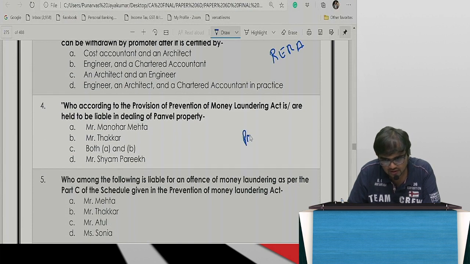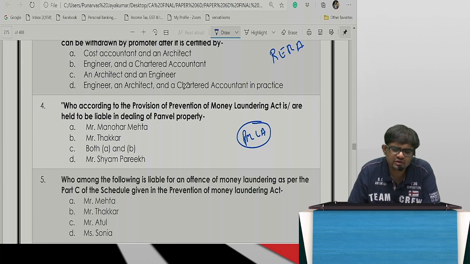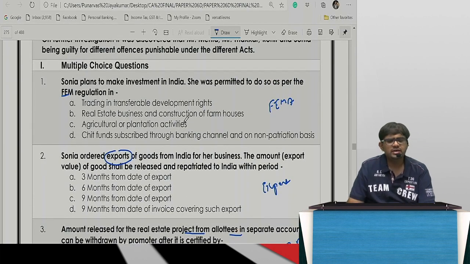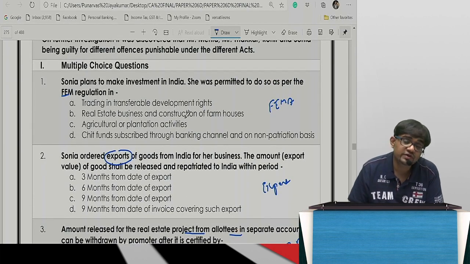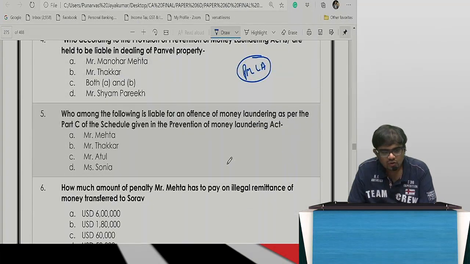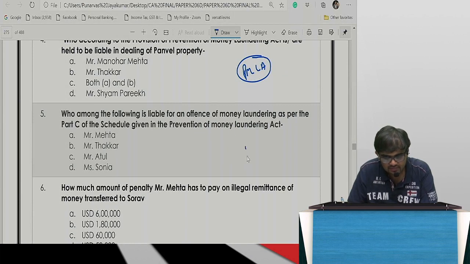Next, the fourth one. Who will be held liable as per PMLA? Guys, already one question each on PMLA, RERA, FEMA. See, we have 6 chapters. They can do a mix and match of any chapter they want. Already they have asked so many things. Who among the following is liable for an offense of money laundering as per Part C? Again PMLA.